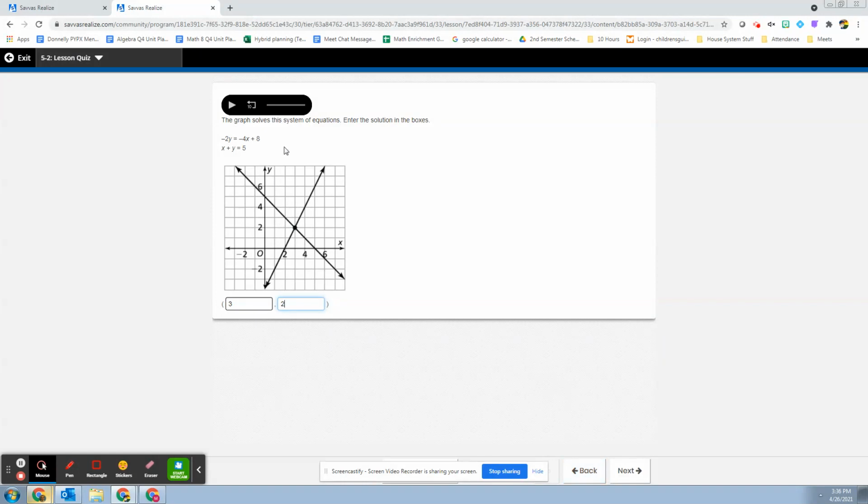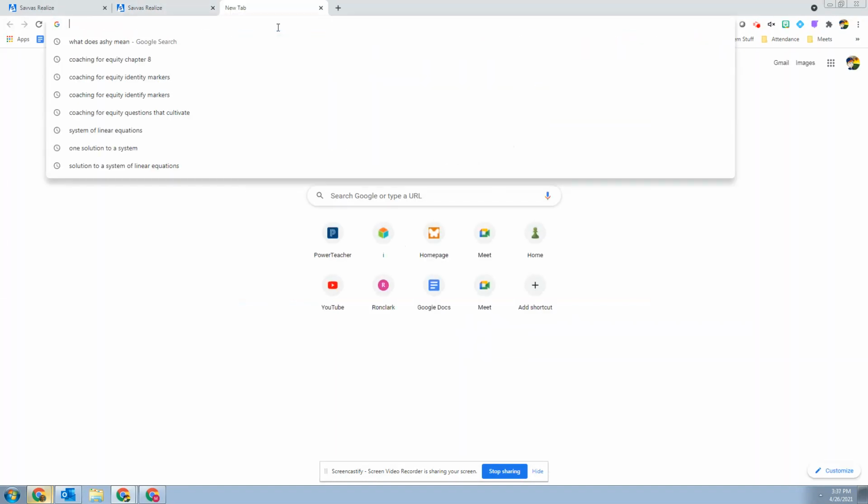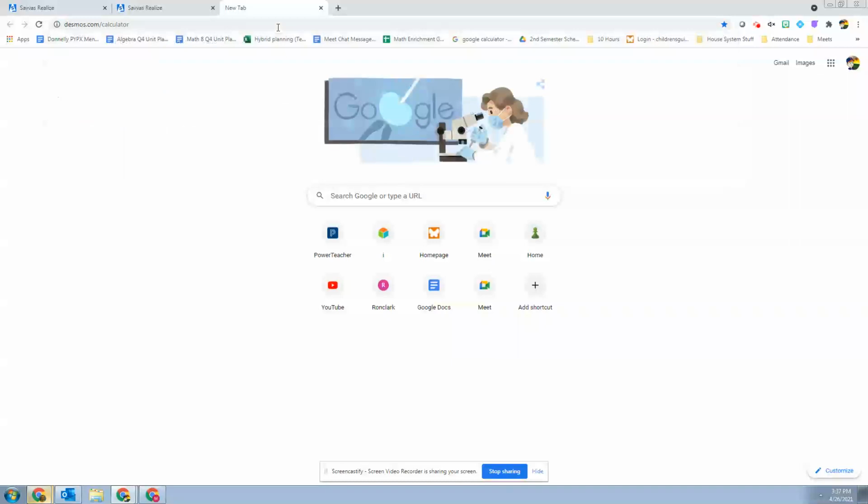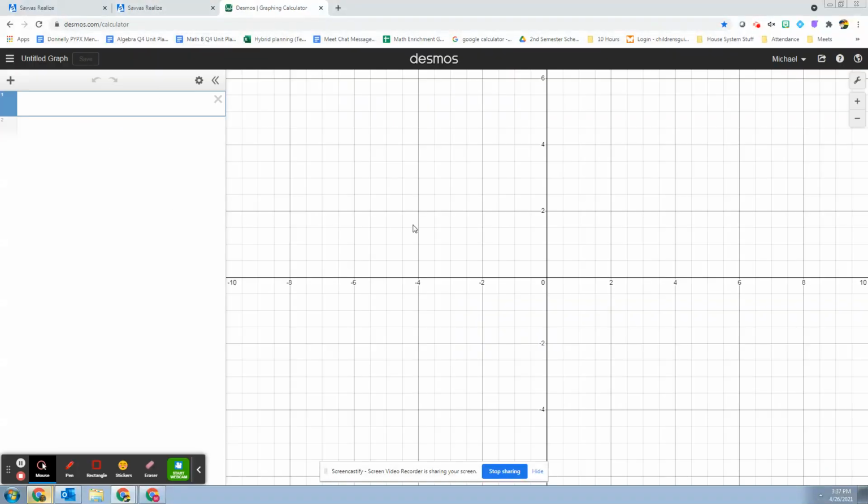And there's another way to do this though, because normally you might have paper and pencil, but electronically there's another way to do this. If you go to this website called desmos.com, and this /calculator is where you really want to go, this will graph all the stuff for us.